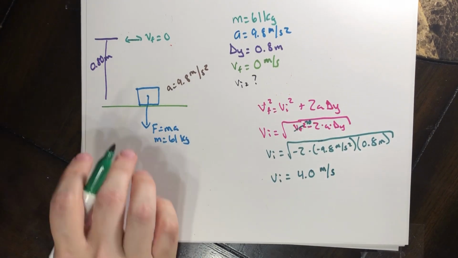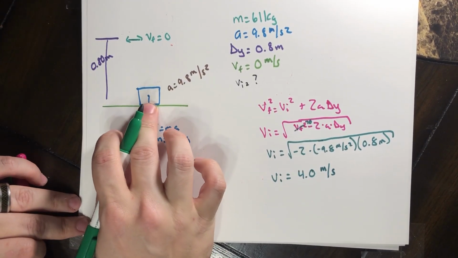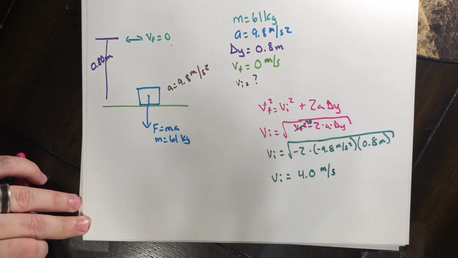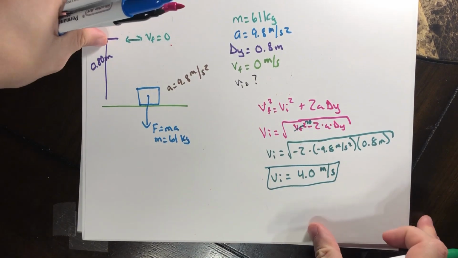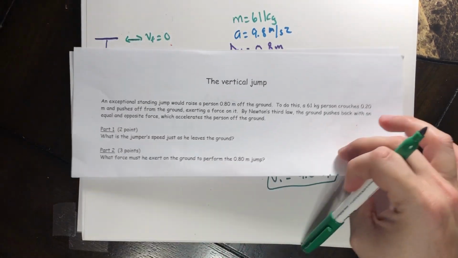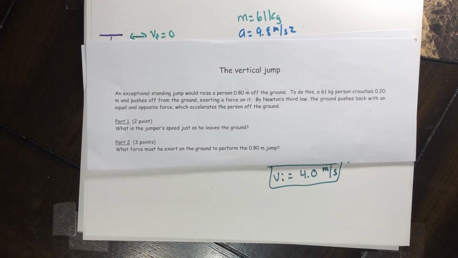So that's how fast he had to go as soon as he left the ground to get to 0.8 meters before gravity stopped him and started pulling him back down again. Okay? So that's our part one. If we go back here, we look at part two. It says, what force must he exert on the ground to perform this 0.80 meter jump?